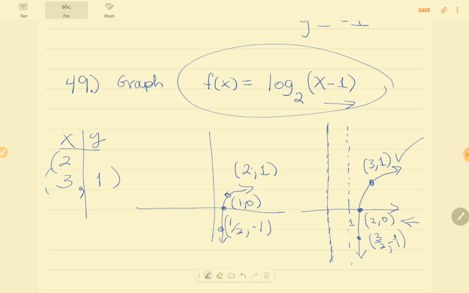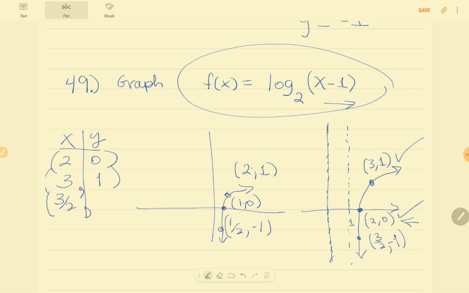2, what happens? You'll have log base 2 of 2 minus 1, which simplifies to log base 2 of 1. So what do I have to do? I have to do 2 to the power of 0 to get 1, right? So that means that my y value is 0. Ding! Let's do the last one, 3/2, or 1.5.